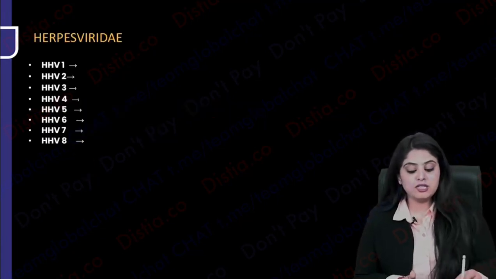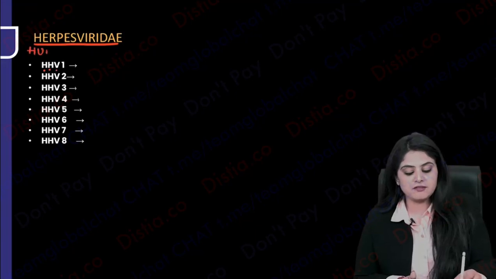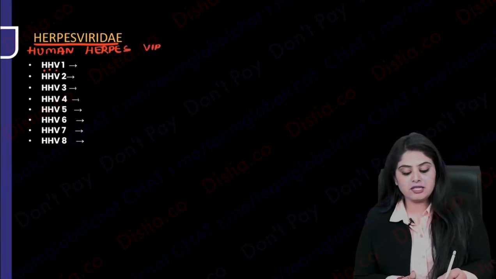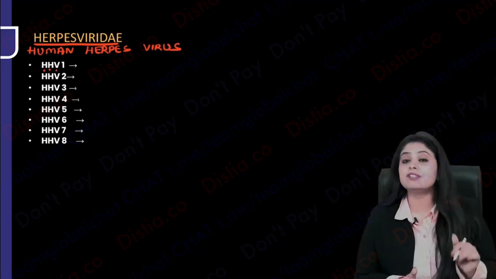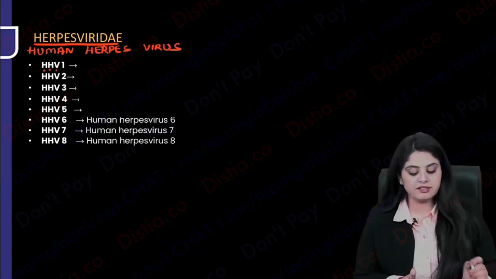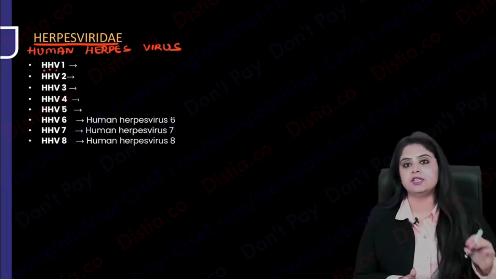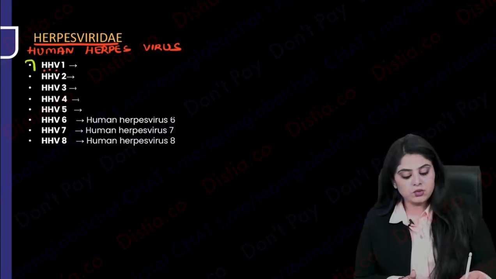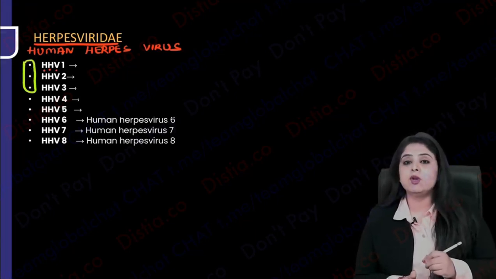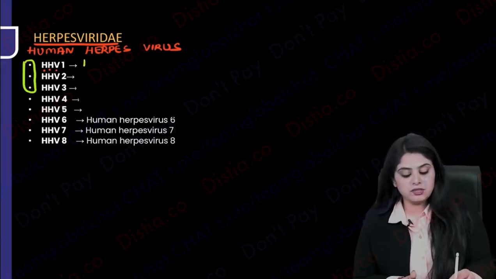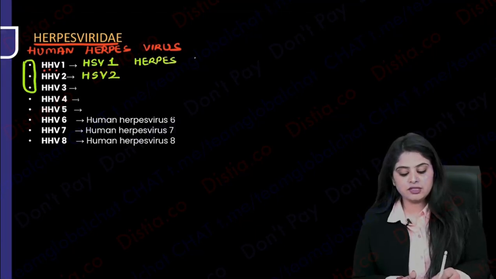Let's first begin with the classification of the herpesviridae. So we have human herpes virus, HHV will stand for human herpes virus, and this is going to go on from 1 to 8. First and foremost, let me sort out the simpler ones. Human herpes virus 6, 7 and 8 are known by the same names, 6, 7 and 8, right? Human herpes virus 1, 2 and 3 are a separate group because they belong to the herpes simplex variety. So this is going to be herpes simplex 1 and this is going to be herpes simplex 2. How simple? Human herpes virus 1 and 2 is nothing but herpes simplex virus 1 and 2.